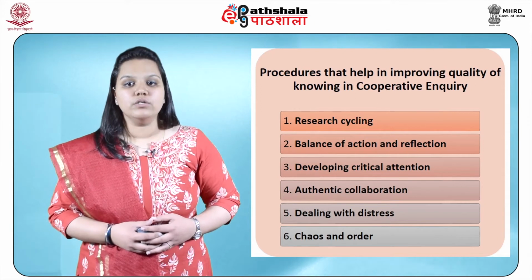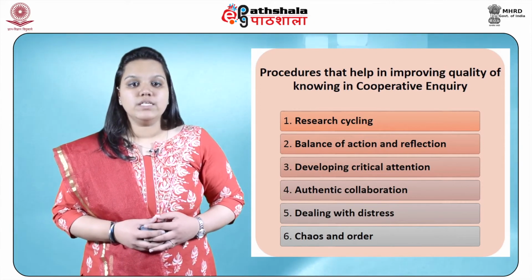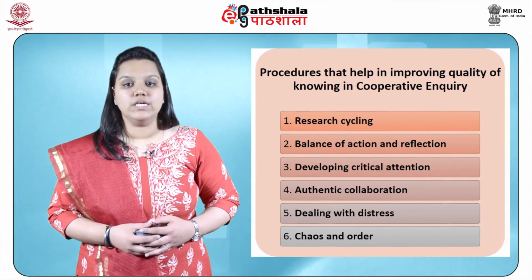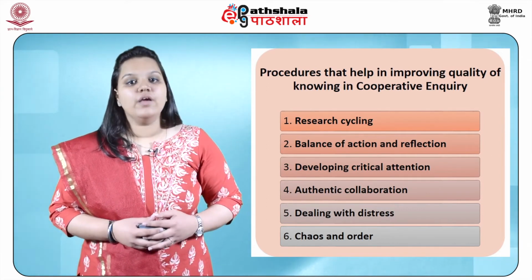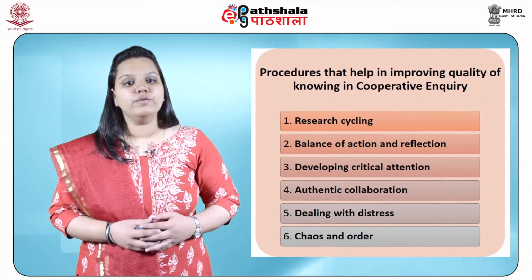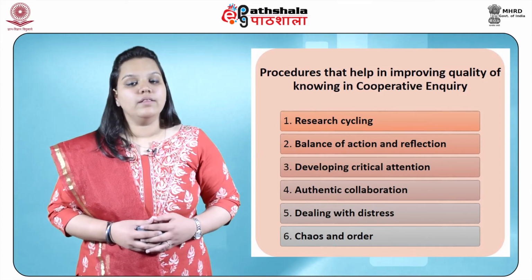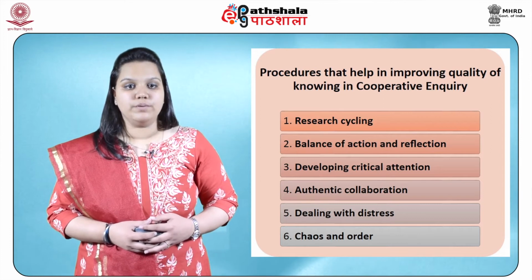When co-researchers look at the same issues several times in order to gain more details, then the research cycling is convergent. Whereas, if co-researchers focus on different issues on successive cycles, then the research cycle is divergent.